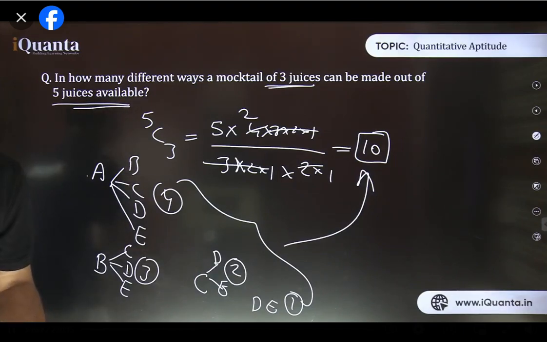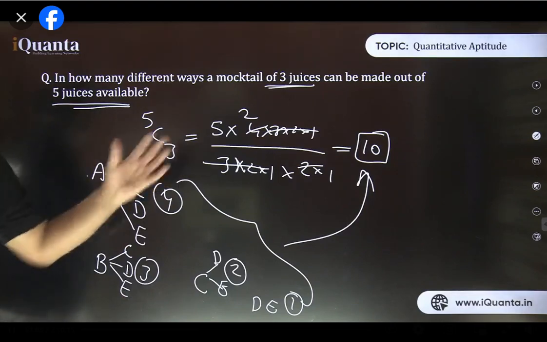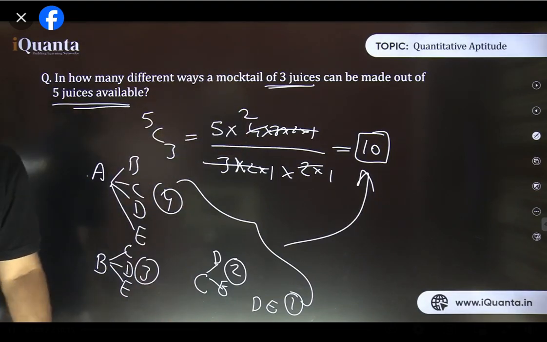Clear? Basically, we need to make cases. And by using the formula, we are avoiding making cases. We are directly finding the answer. That's the difference. So both things are good. Yes, in games and tournaments also you must have done similar things. Okay.